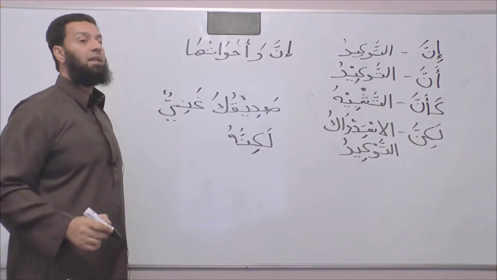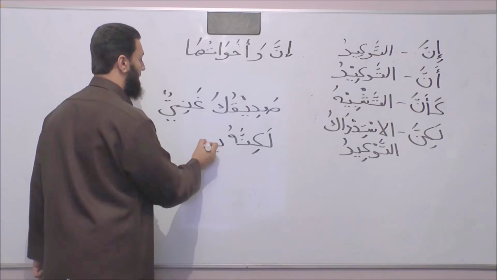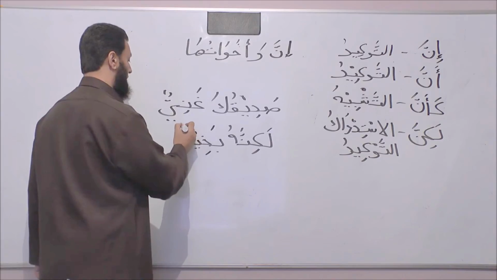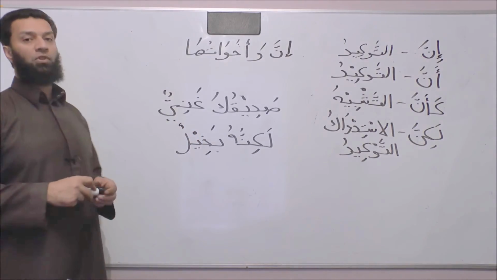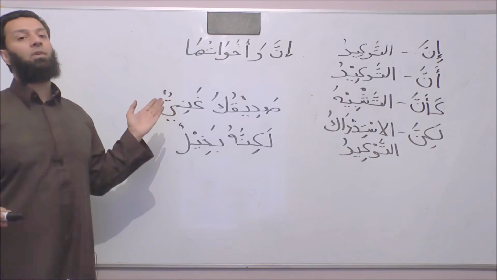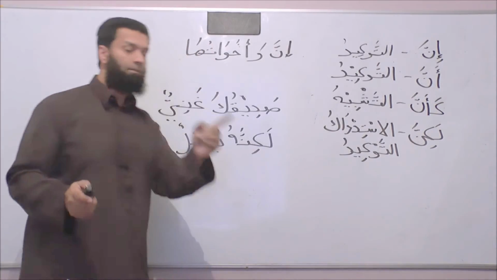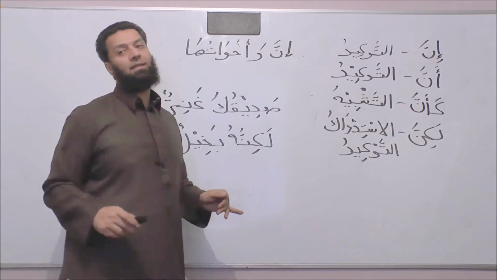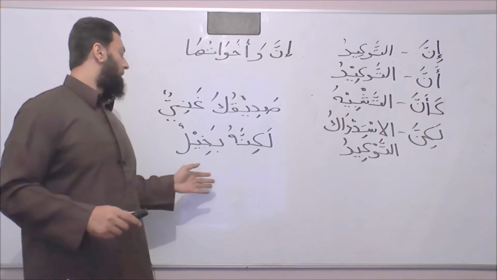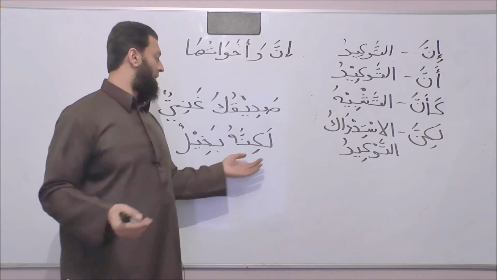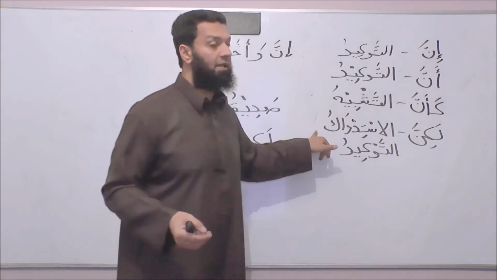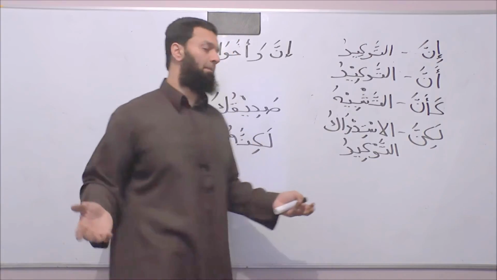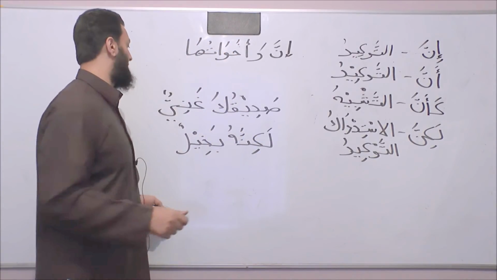Lakinnahu, however, he, bakhilun, is a miser. That's a nice sentence, isn't it? Bakhilun. Hassan. So note, sadiquka ghaniyun, your friend is ghaniyun. Lakinnahu, but he is bakhilun, miserly, or he is a miser. Now, what's the purpose of lakinna here? It is al-istidrak, to comment and tawkid, to affirm the opposite of what's already been mentioned.